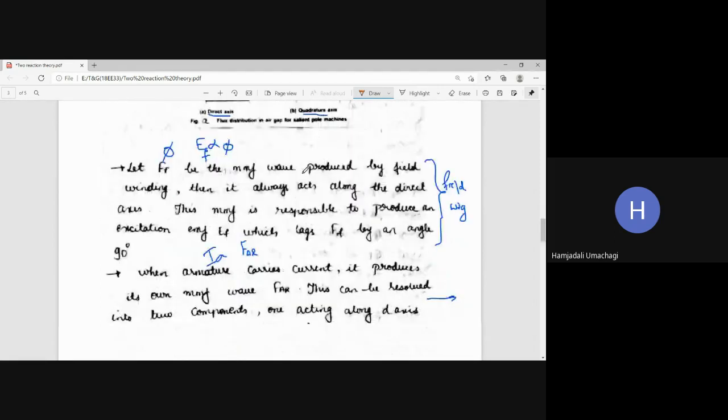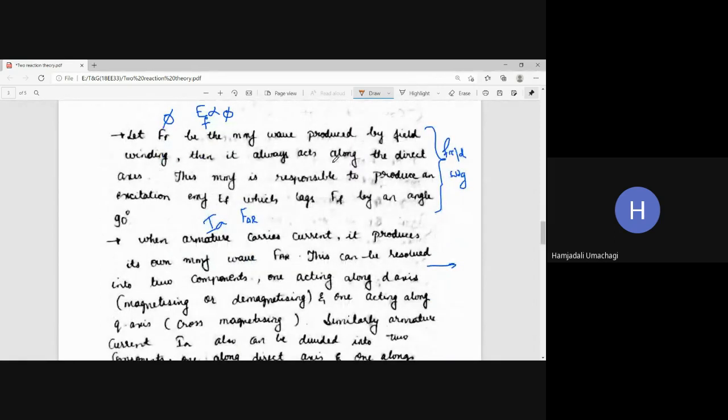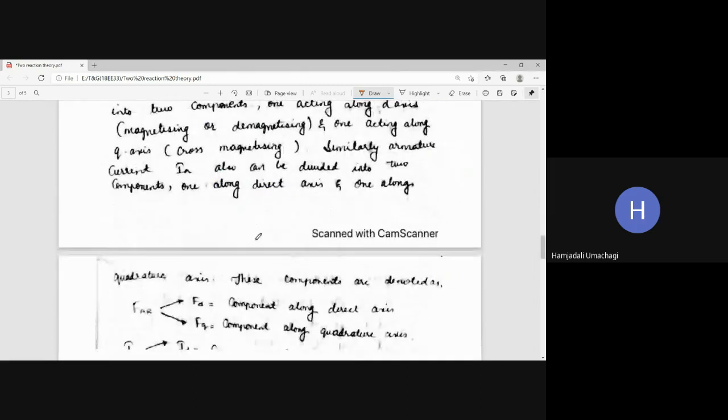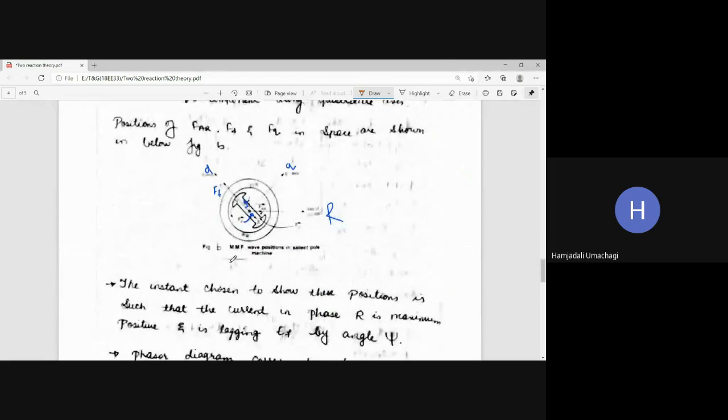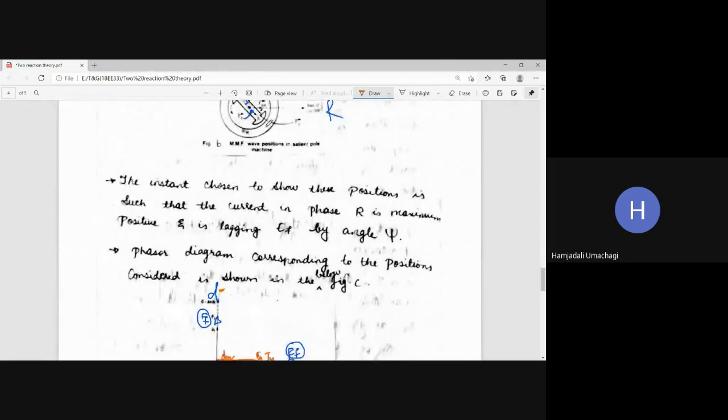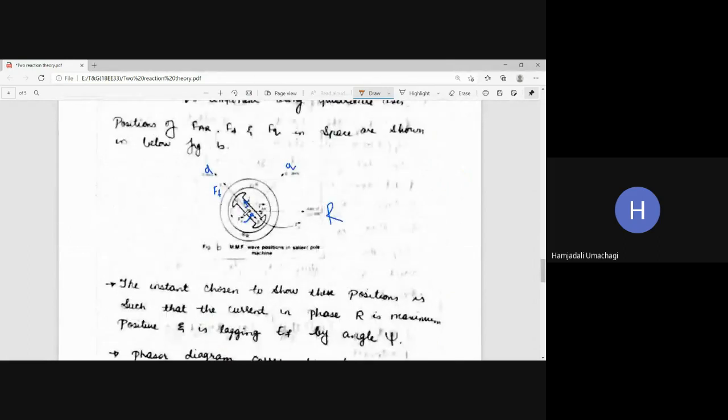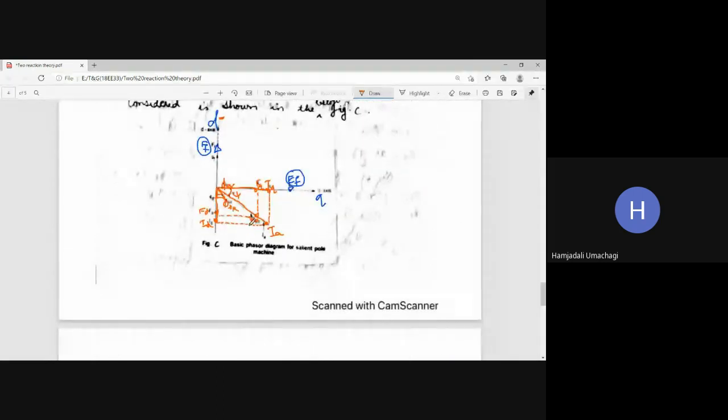Then you should explain for field winding MMF and armature winding MMF. Then the components are divided into two components, one along the quadrature axis and another along the direct axis. All those things we have explained here, we have to explain in this diagram considering only the single R phase. After that, whatever you have explained, you have to write in the form of a phasor diagram. This is one of the important questions from module 5, which will be asked for 8 to 10 marks in the final evaluative exam.